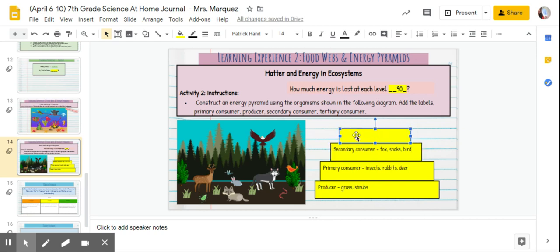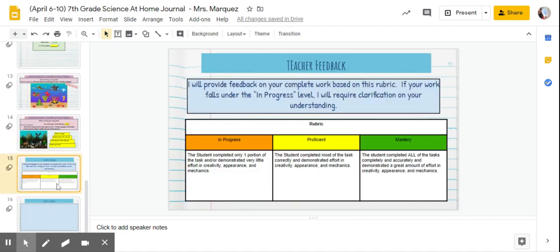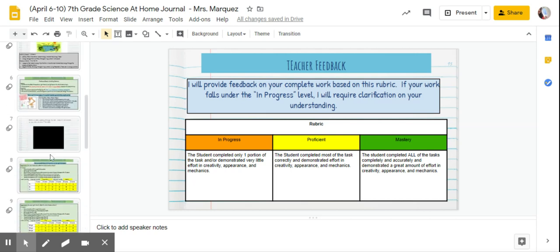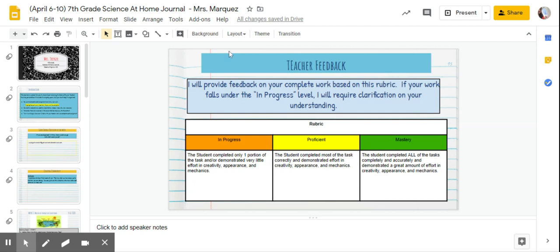We'll see. All right. And then our tertiary consumer, I love the word tertiary. Tertiary. Well, we've got that wolf and eagle. I think these are pretty good for now. So let's see what's next. Teacher feedback. All right. So your teacher will give you feedback on all of this. Hopefully we did okay and get this done.